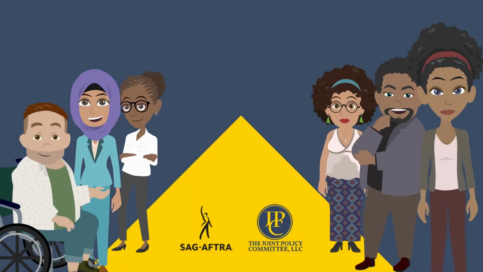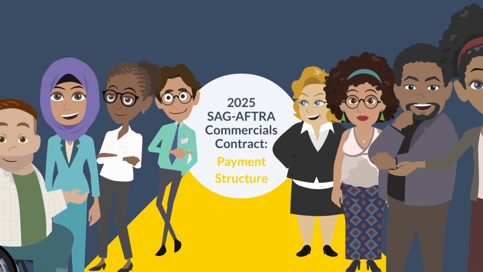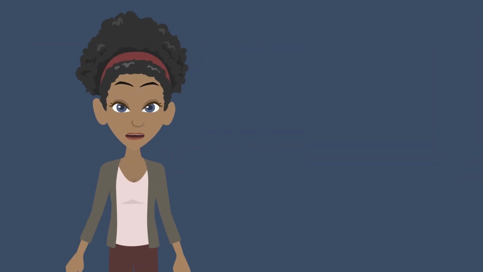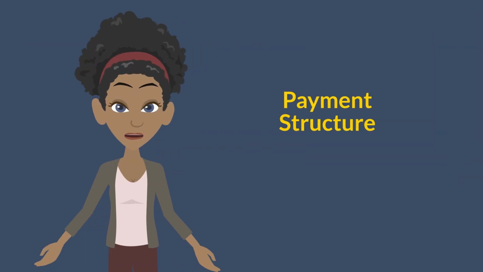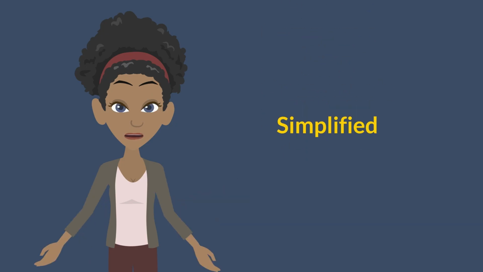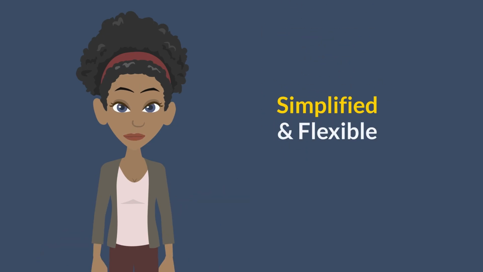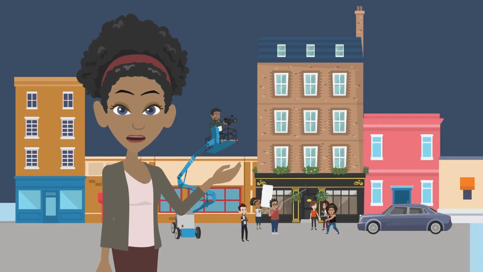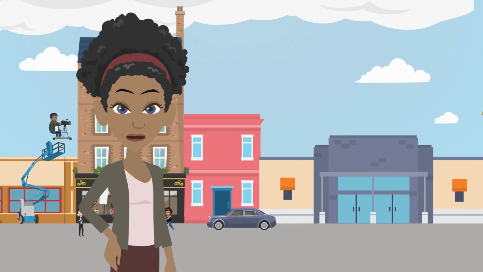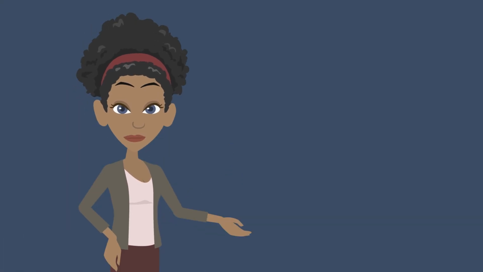An introduction to payment structure under the 2025 SAG-AFTRA Commercials Contract. Hey, are you interested in learning more about the payment structure in the 2025 Commercials Contract? It maintains the simplified payment structure of the previous contract while adding flexibility options where needed most, and is designed to keep pace with an evolving industry. In this video, we'll focus on 4 specific areas in the Commercials Contract related to compensation.